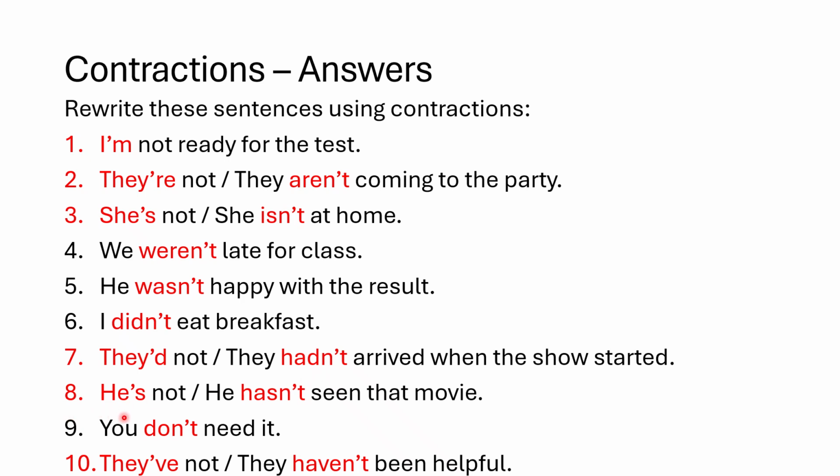8. He's not seen that movie, or he hasn't seen that movie. He has becomes he's. Has not becomes hasn't. 9. You don't need it. Do not becomes don't. 10. They've not been helpful, or they haven't been helpful. They have becomes they've. Have not becomes haven't.